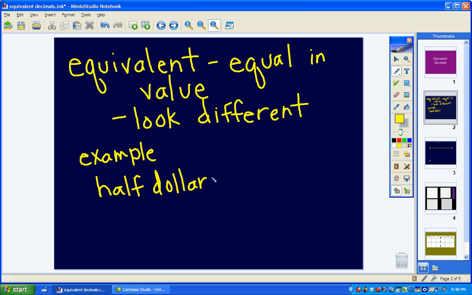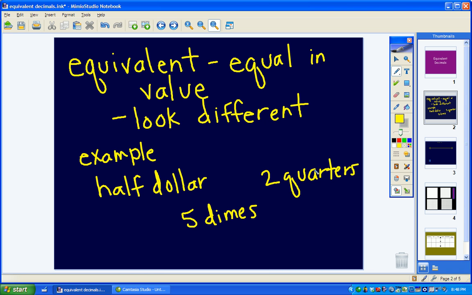What would be some equivalencies to a $50? We could do 2/4. That's equivalent to a $50. We could do 5 dimes. That's equivalent to a $50, which is also equivalent to 2/4. So do you see how they look different, but they still are equal in value? Whether I pay with a $50, 2/4, or 5 dimes, I'm still paying with the exact same value. They just have a different appearance.